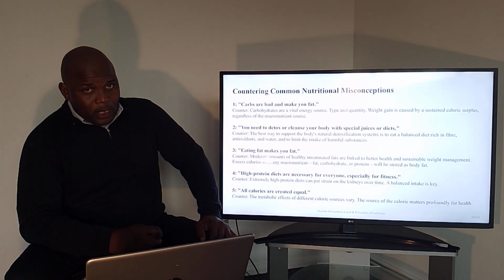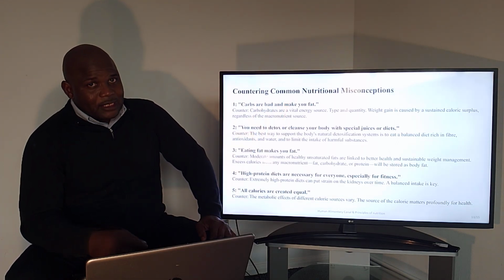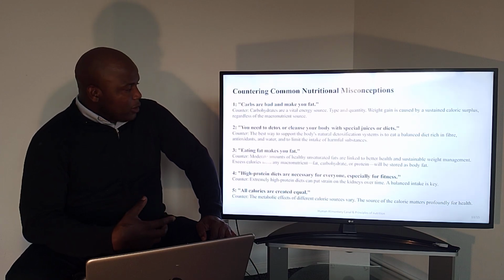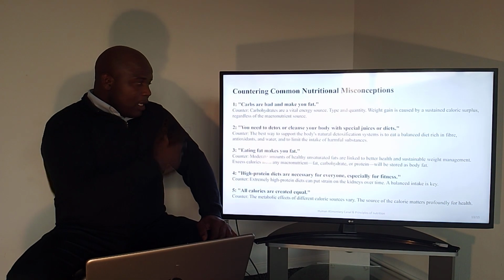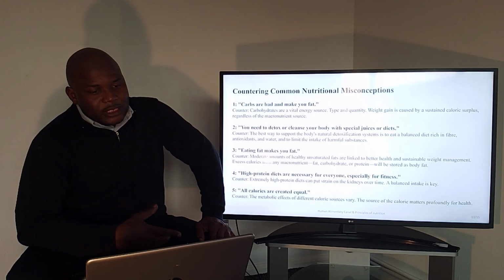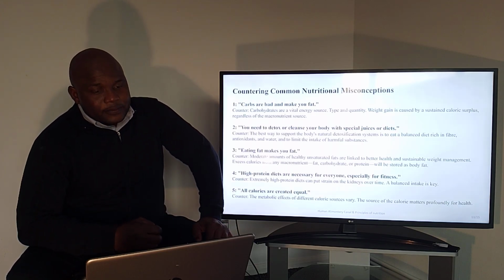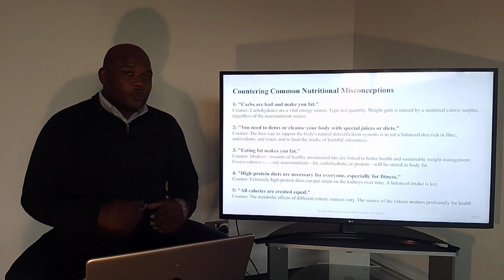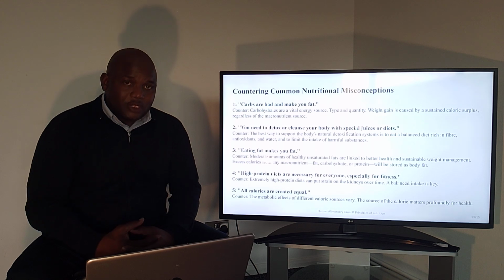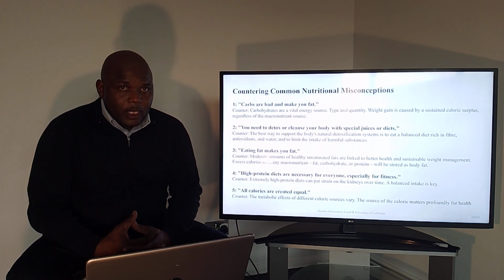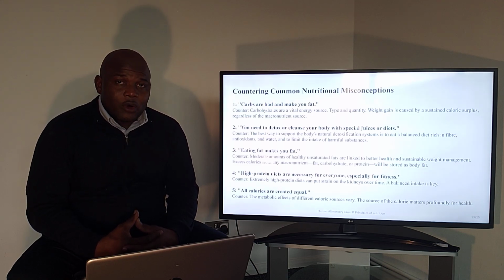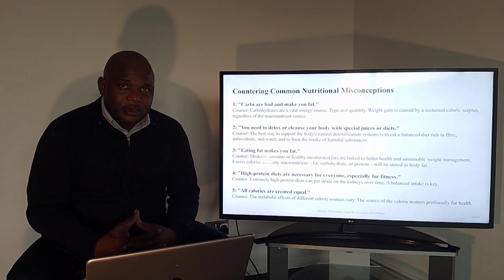Excess carbohydrates will also be stored as surplus and create fat within our bodies, body fat. Number two, you need to detoxify or cleanse your body with special juices or diets. The best way to support your body is to support your body's natural detoxification system. Eat the right food that is balanced and rich in fiber, antioxidants, water, and limits the intake of harmful substances.